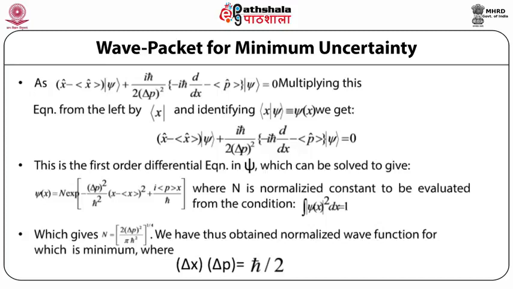So basically this means that the probability of finding the particle in space has to be 1, which gives the value of the normalization constant as bracket open twice delta p square by pi h cross square bracket close whole to the power 1 by 4. So we have thus obtained a normalized wave function for which the minimum value is given as delta x delta px is equal to h cross by 2.